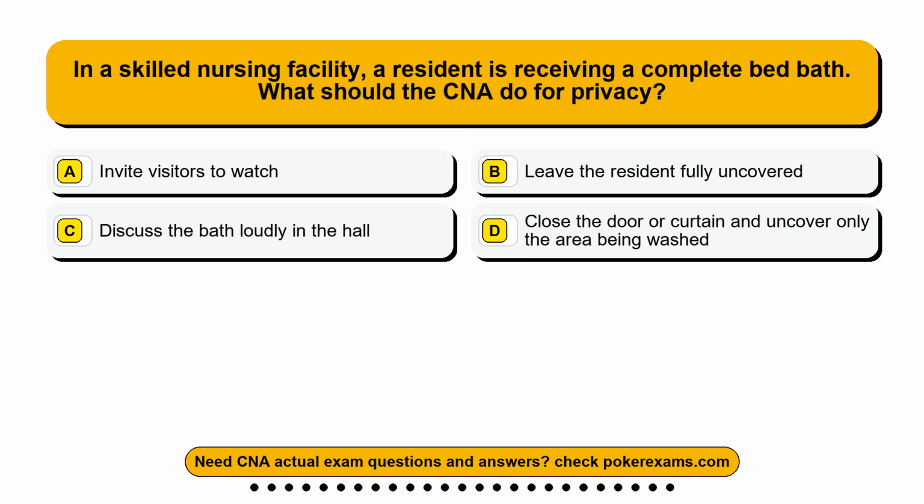Question 6. In a skilled nursing facility, a resident is receiving a complete bed bath. What should the CNA do for privacy? Option A. Invite visitors to watch. Option B. Leave the resident fully uncovered. Option C. Discuss the bath loudly in the hall. Option D. Close the door or curtain and uncover only the area being washed.